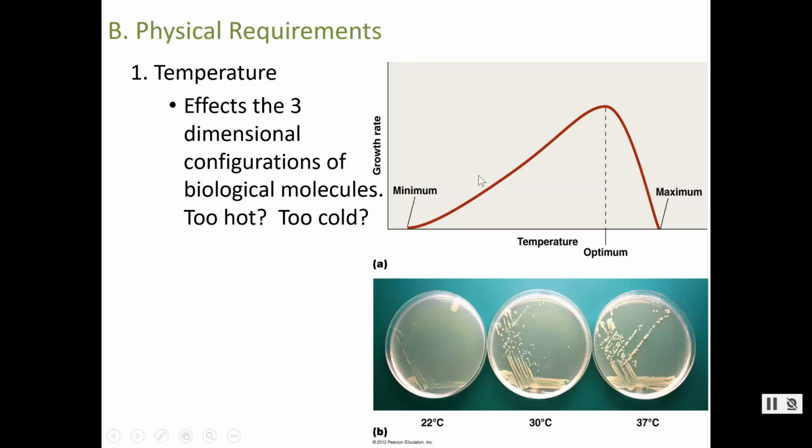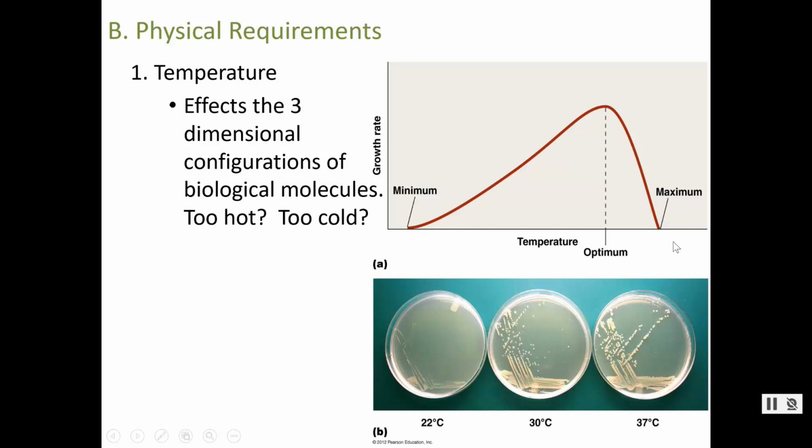There's going to be a certain temperature or temperature range where growth occurs the best. And then there's going to be a range of temperatures where growth can occur, and below that, growth will not be able to occur. So if it's too cold, a microorganism won't be able to grow. If it's too warm and too hot, a microorganism won't be able to grow. The difference is that every microorganism has its own growth curve, so it has its own temperature.